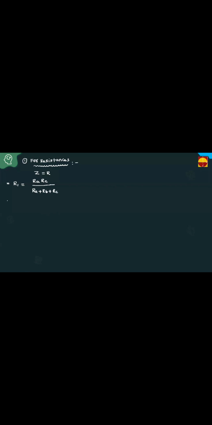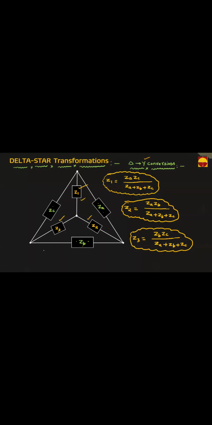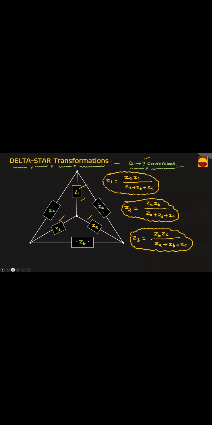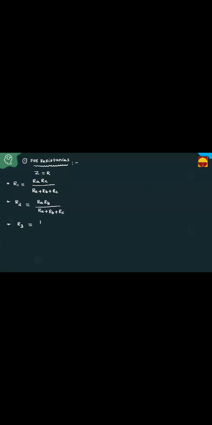Then how to calculate R2? Instead of Z2, I'm taking R2. R2 equals RA into RB by RA plus RB plus RC. Now to calculate R3, R3 equals RB into RC by RA plus RB plus RC. This is for resistance.